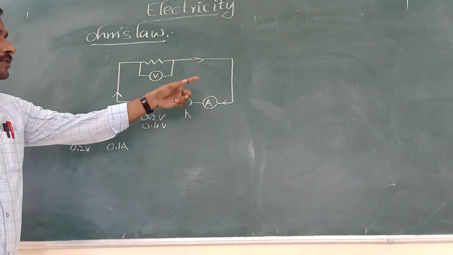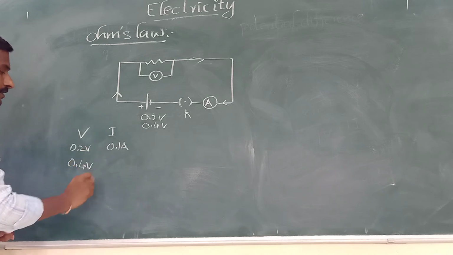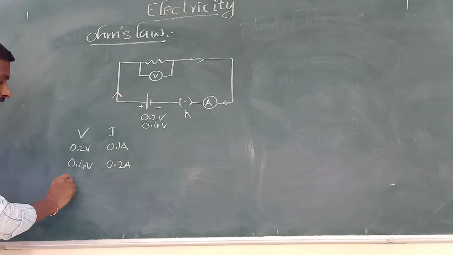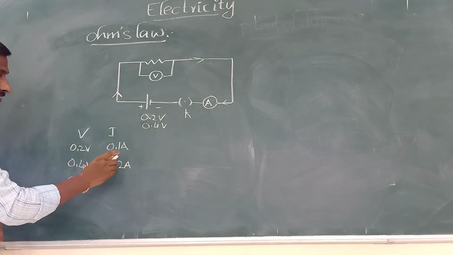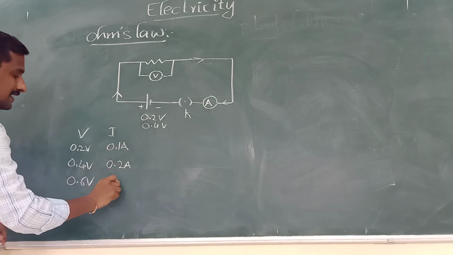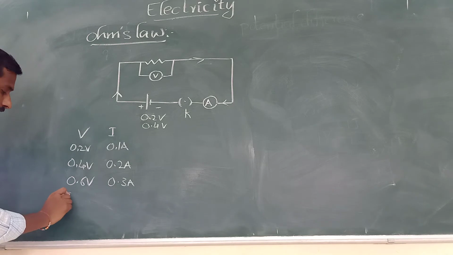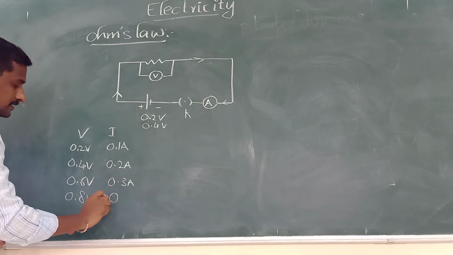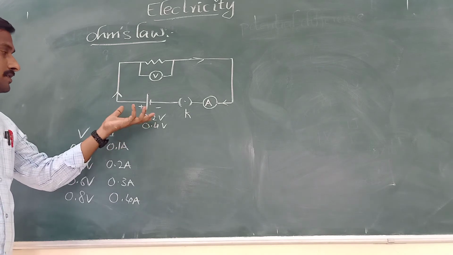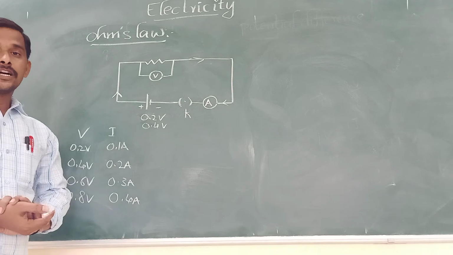Ammeter, in the sense, it is the total reading of the circuit. So we can say that at 0.4 volt, here it is reading 0.2 ampere. Like that, when the number of cells in this particular circuit is increasing, the current reading is also increasing. So we can say that whereas the voltage in this circuit is increasing, the current is also increasing automatically.